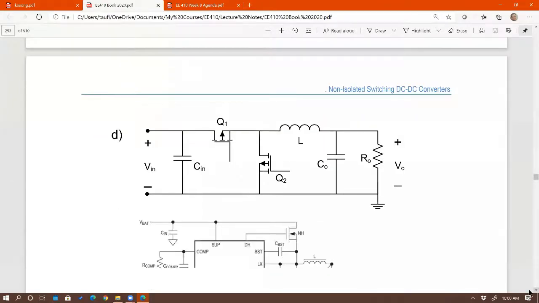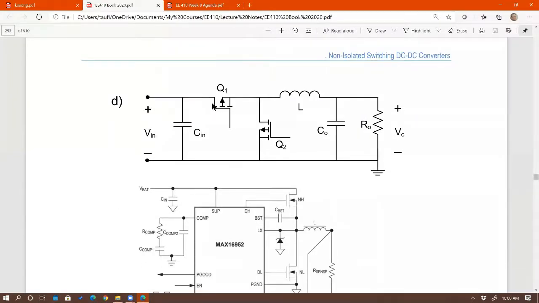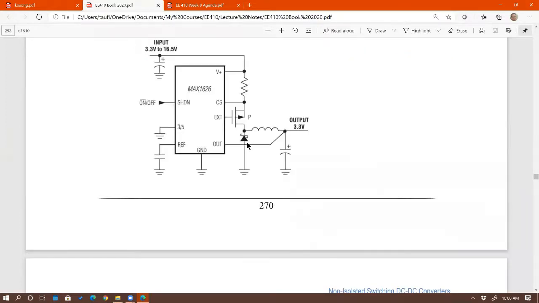Then we have a different version of a buck, and also of boost and buck boost, called synchronous, in which I replace the diode with another MOSFET. So if somebody asks what a synchronous buck is, it simply means that you replace the diode in a buck converter with a MOSFET. If I go back up, see that diode right there? It's a Schottky diode because it's fast. You don't want to use a PN diode. You have to use a very fast diode such as a Schottky.